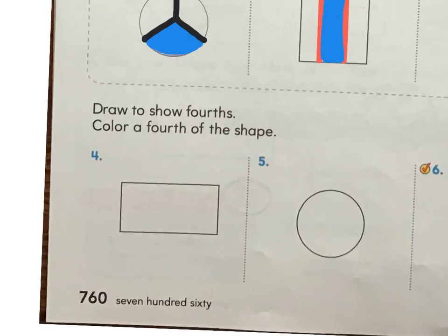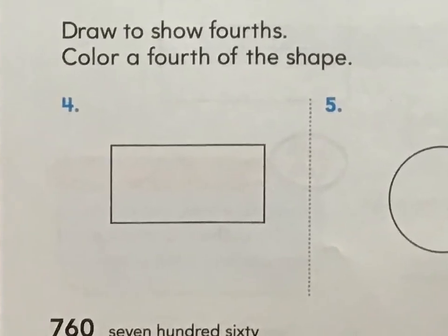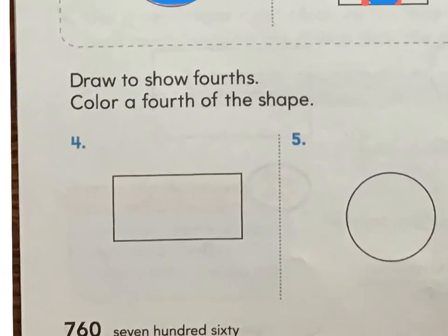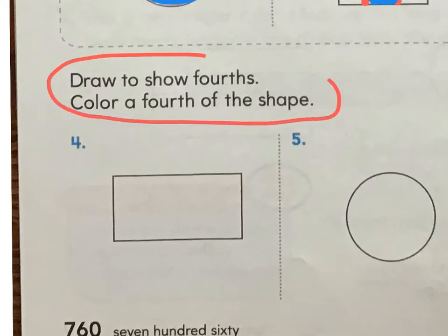All right, moving on to number 4, another rectangle. But now they want us to divide them into fourths and color in a fourth of the shape. So go ahead for number 4. If you need to press pause, go ahead. Divide it into fourths.